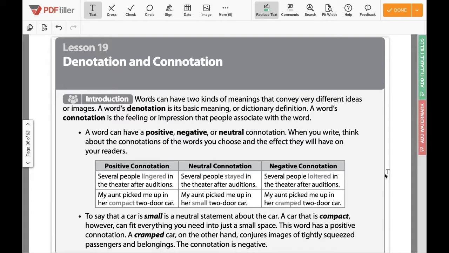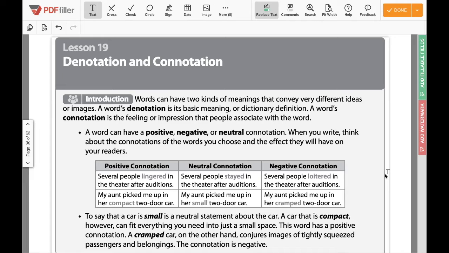So today we're going to be looking at denotation and connotation. So we've been talking a lot about context clues and understanding the definitions of words. So denotation and connotation have to do with the meaning of words and the feeling that is associated with words. So how words make us feel, or what's the first thing that we think of when we hear that word.